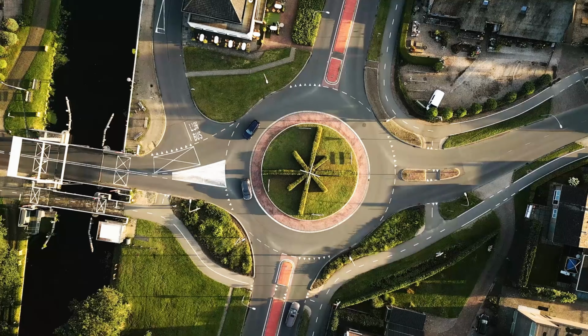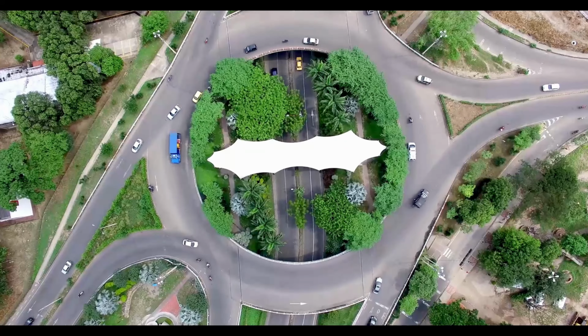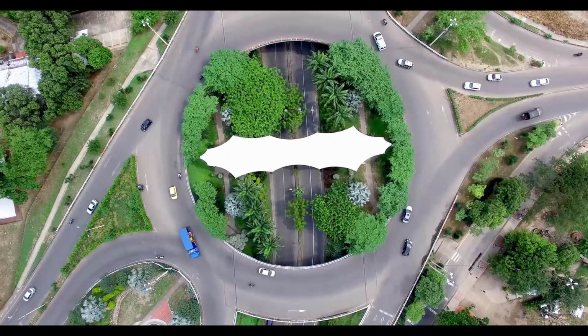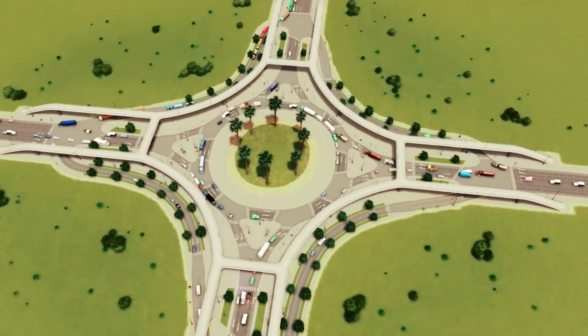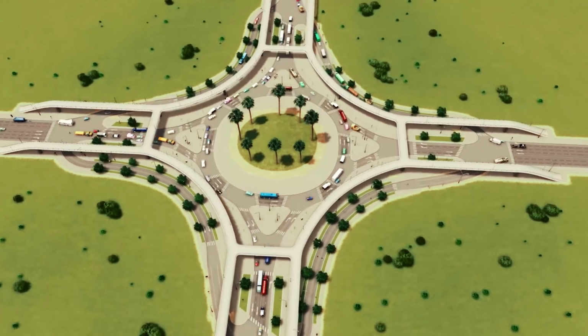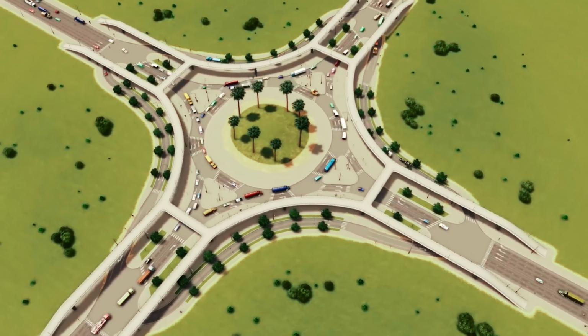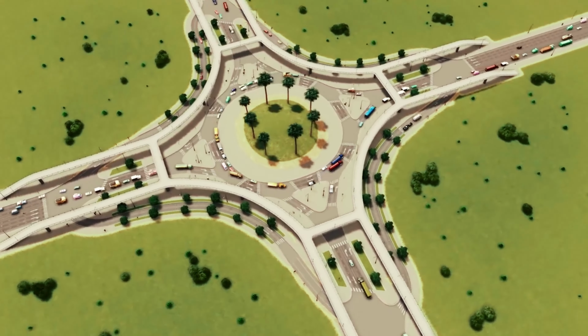A properly designed roundabout improves traffic flow, reduces delay, lowers maintenance cost, and improves intersection safety. The central island and curved entry geometry force drivers to reduce speed before entering. This is an excellent example of highway engineering working with human psychology. However, roundabouts must be carefully designed for buses, trailers, emergency vehicles, cyclists, and pedestrians. Otherwise, large vehicles may struggle to maneuver safely.